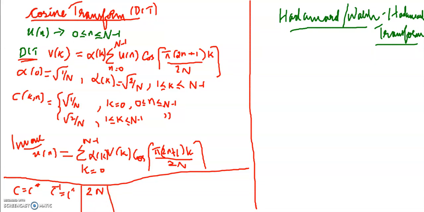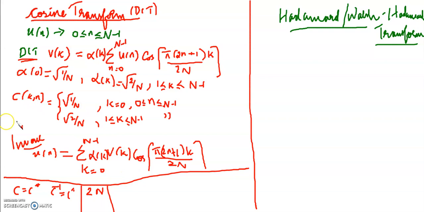Then when you find the cosine transform, that is, when you find the values of the transform coefficients, most of the values will be very small. That means the energy is highly packed in only a few transform coefficients. Most of the coefficients will be very small. So this property can be used for compression.